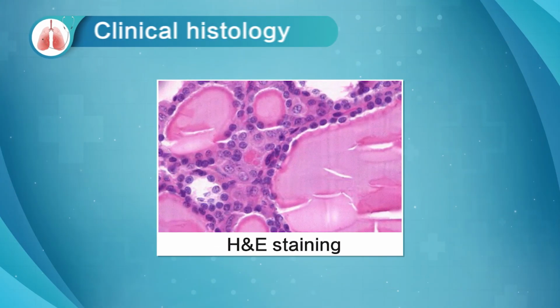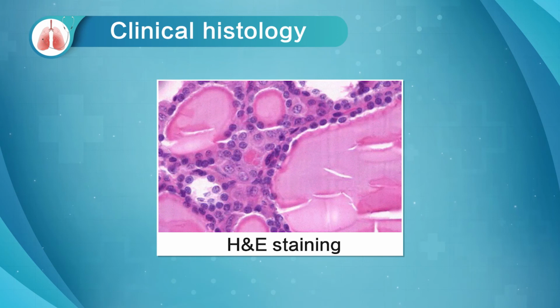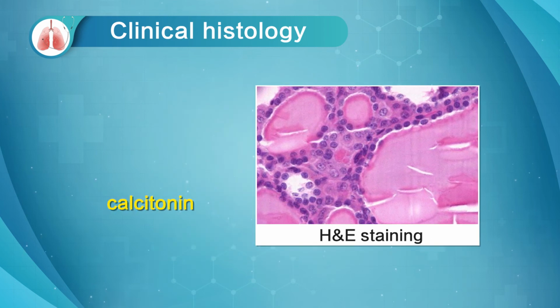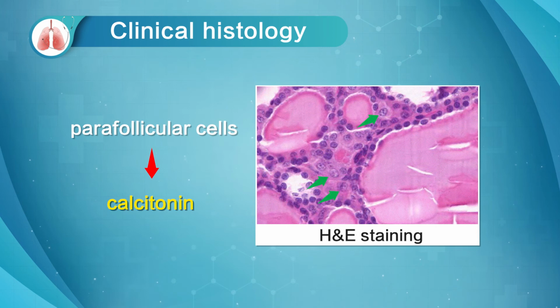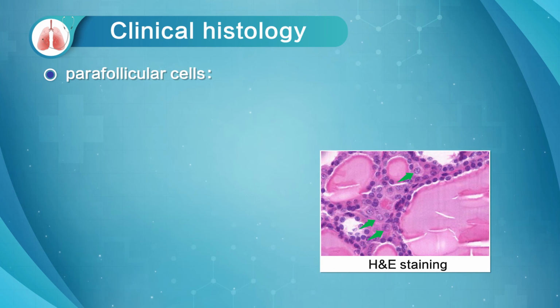In addition to producing thyroid hormones, the thyroid gland can also secrete another hormone to participate in the regulation of blood calcium levels. This hormone is calcitonin and is synthesized by parafollicular cells. The parafollicular cells, arrowed in this figure, accumulate between the follicles or are embedded between the follicular cells. The parafollicular cells are larger than follicular cells.